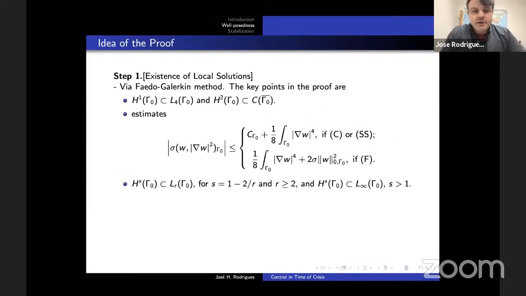A few comments on a few highlights in the proof. I'm not going to show the entire proof here. I'm just going to highlight the main points. The first one is the local existence is obtained via the Faedo-Galerkin method, and estimates on the nonlinear terms that come from Boussinesq, the restoring Boussinesq force, are necessary, as well as the following Sobolev embeddings.